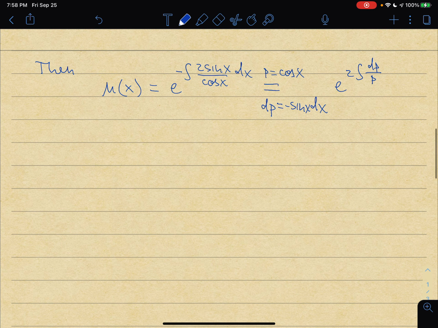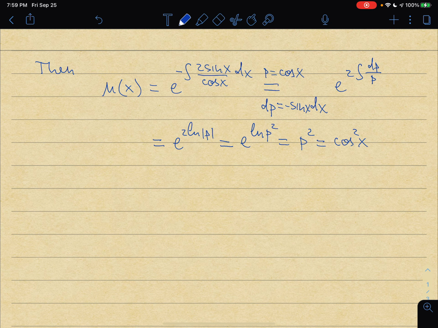And an integral of 1 over p is natural log of p, so this would be e to the power 2 natural log, in principle, absolute value of p. I want to get rid of e and natural log, so for that we're going to use the properties of log, move 2 inside the log, and we get e to the ln absolute value of p squared, but the absolute value of something squared is exactly the same thing as that something squared. And so p squared is your integrating factor. And of course we have to write p again back in terms of x. P is cosine x, so this is cosine square of x.